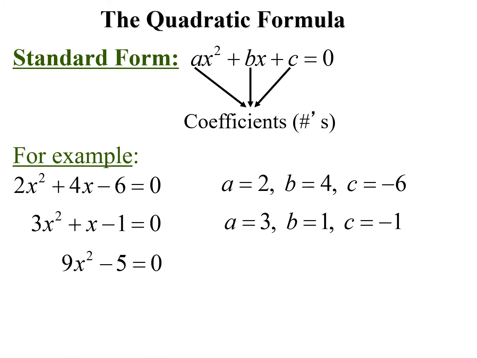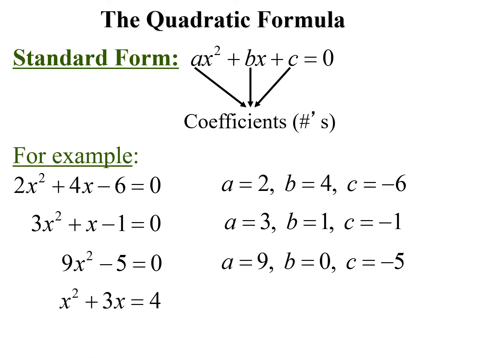Now, when we have something like 9x squared minus 5, we see that the value in front of x squared is 9, so a equals 9. Now, I don't see an x term at all, so I know that 0x would be its placeholder, but it would also disappear if I actually multiplied by 0. So b is equal to 0 because we don't see it, and then c is going to be negative 5.